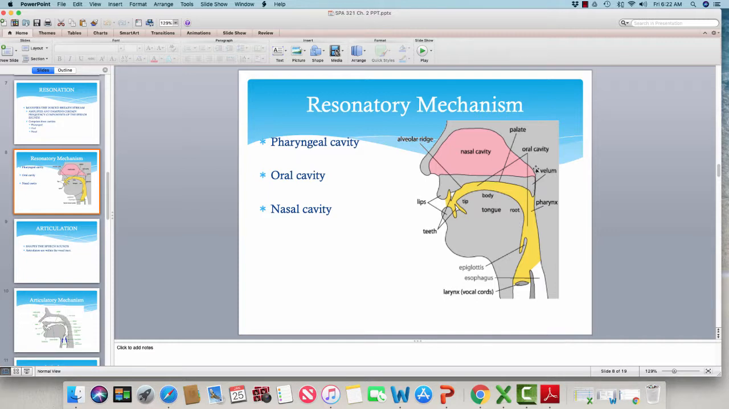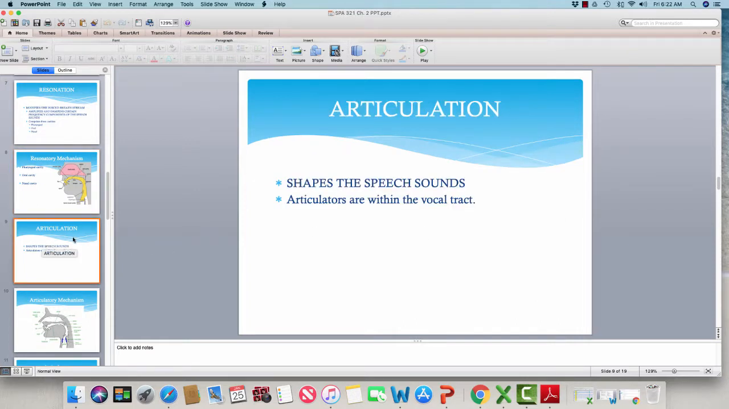Our velum in the back, again, that's what closes over our nasal passage whenever we articulate sound to prevent us from being hypernasal. Here is your pharynx and your pharyngeal cavity, and the epiglottis, esophagus, and larynx moving into that laryngeal cavity. The next system is articulation, which shapes the speech sounds. And articulators are within the vocal tract.